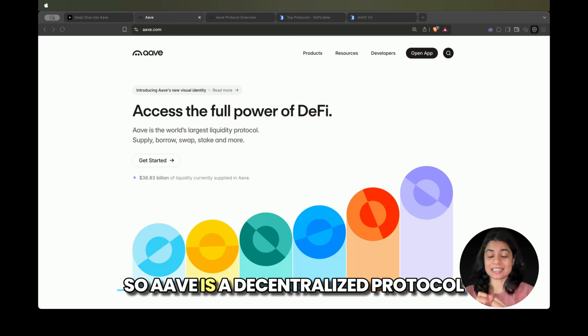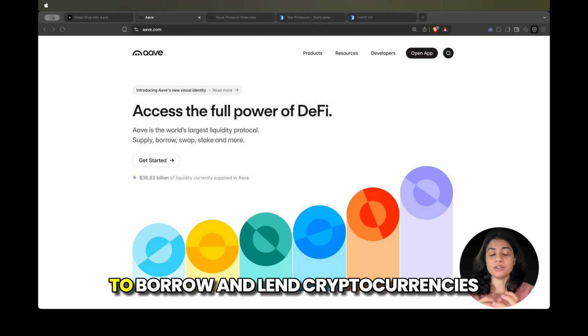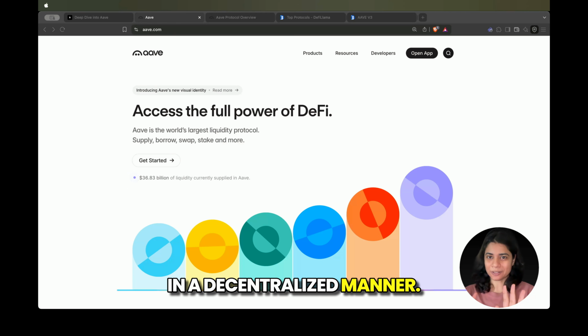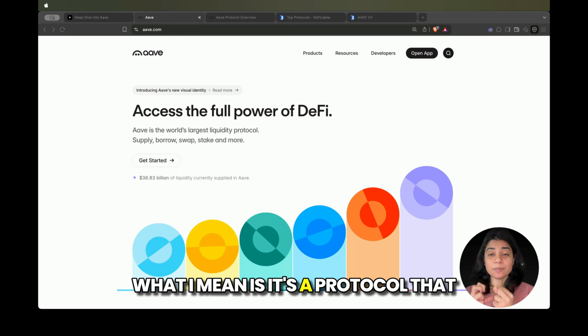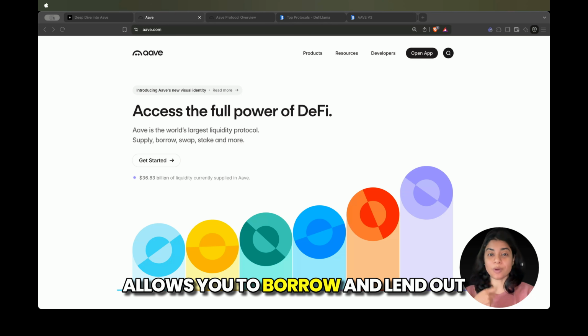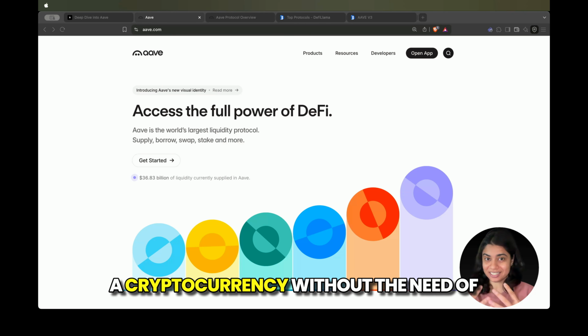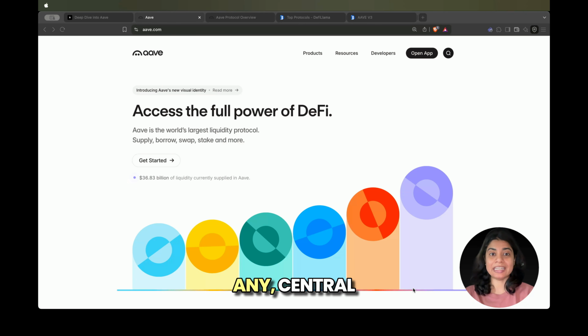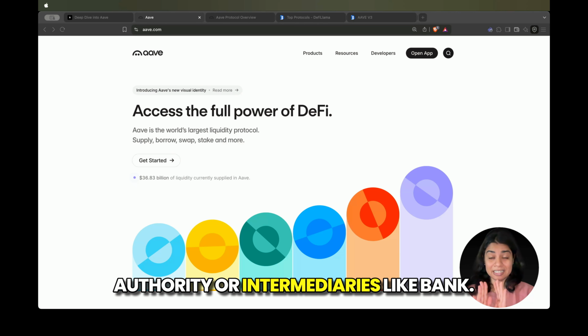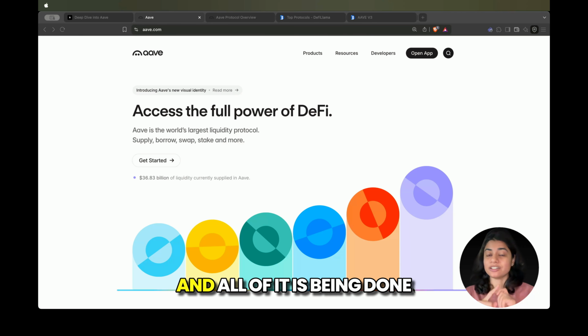Aave is a decentralized protocol that allows users to borrow and lend cryptocurrencies in a decentralized manner. What I mean is it's a protocol that allows you to borrow and lend out your cryptocurrency without the need of any central authority or intermediaries like a bank, and all of it is being done via smart contracts.